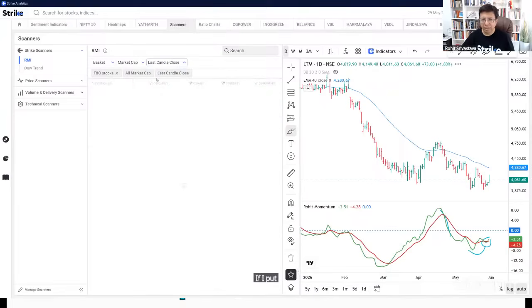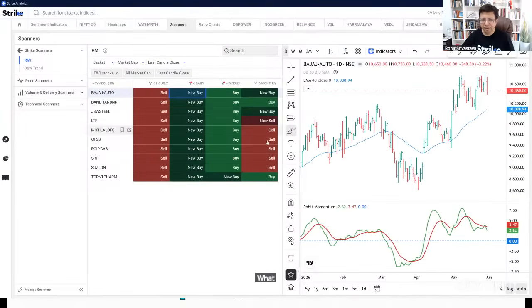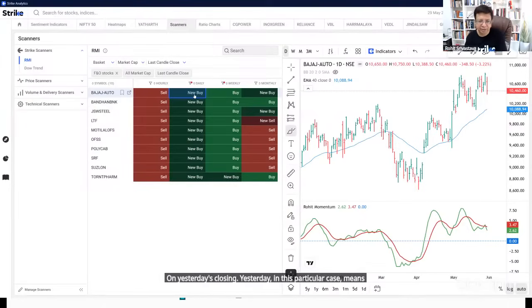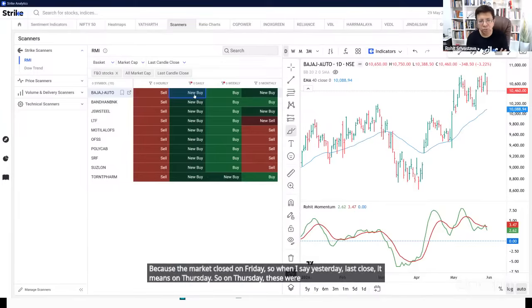If I put it in last mode, what it tells me is which stocks had these conditions fulfilled on yesterday's closing. Yesterday in this particular case means Thursday, because the market closed on Friday. So when I say yesterday, last close, it means on Thursday. So on Thursday, these were the new buy signals on daily versus weekly.